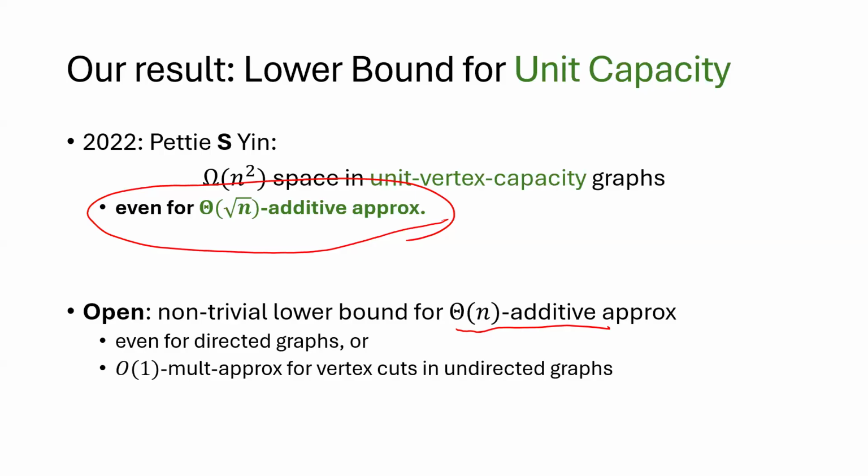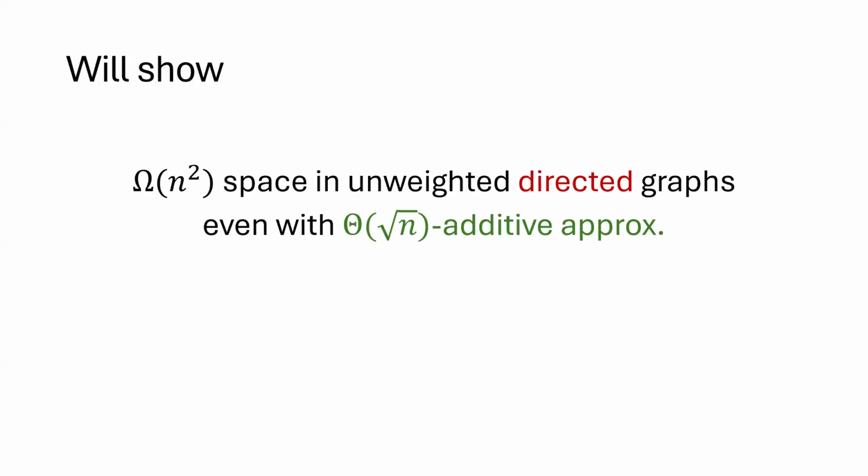Okay. So now the techniques. Let's see the techniques. What I will show is this n squared space lower bound for the unit capacity case, unweighted case. But let's do it for the dilated case, the dilated graph. This is non-trivial already once you talk about additive approximation.